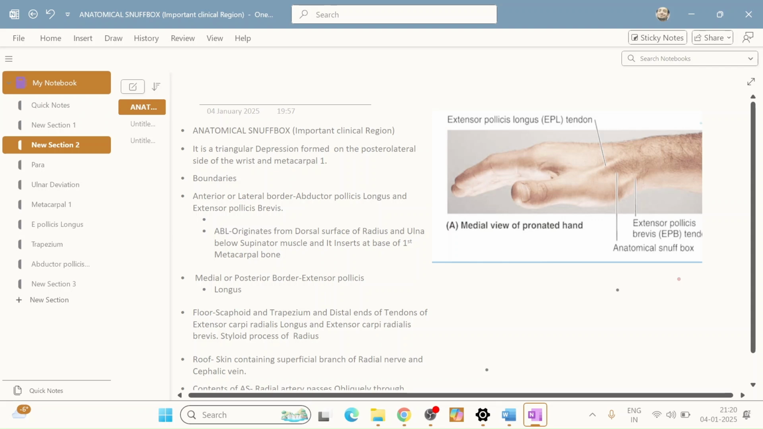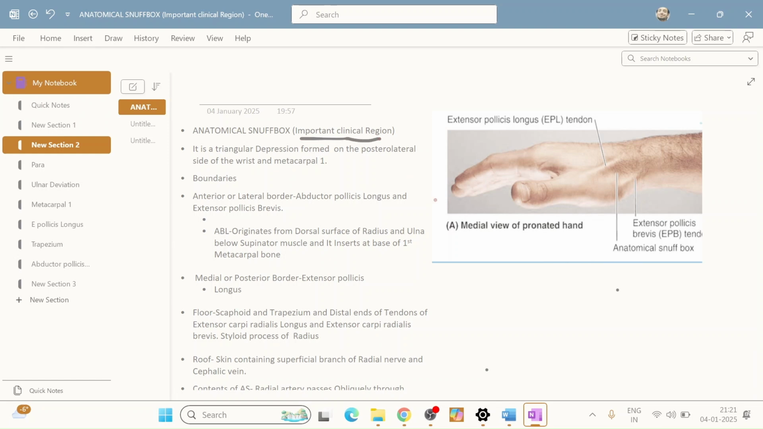So today we will discuss the anatomical snuff box. It's an important clinical region. Here is a picture of the anatomical snuff box. Now the definition of the anatomical snuff box: it's a triangular depression formed on the posterior lateral side of the wrist and metacarpal one.